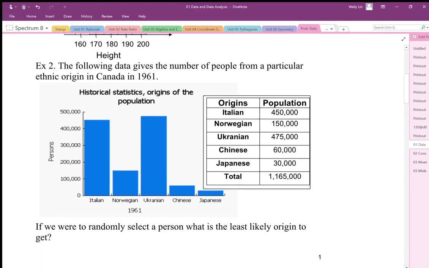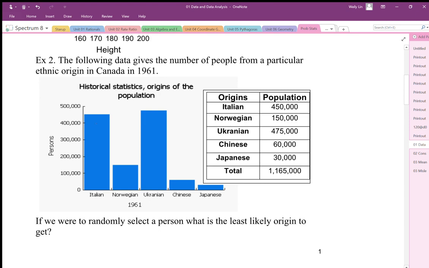So here, the higher the graph, the more people there are. So we get a very quick relative reference of how many people are from these different backgrounds. So if we look at it, we can see right away, just visually, that people of Japanese origin are very small in number, whereas Italian and Ukrainian are quite large.